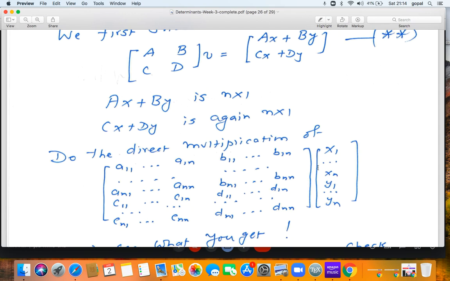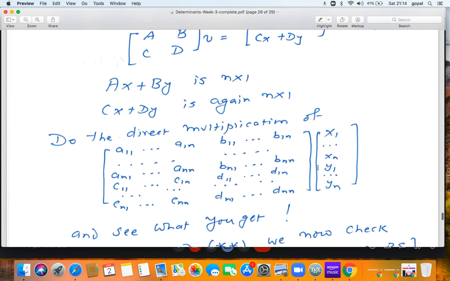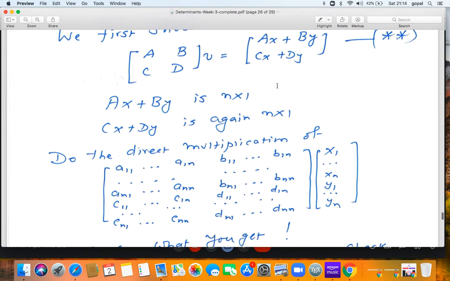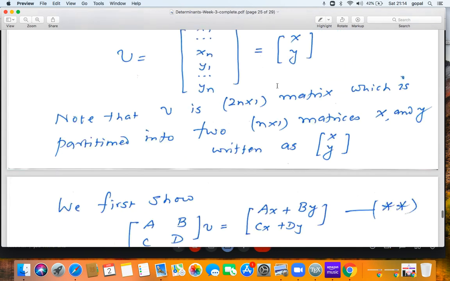Very first lecture. How did you do the matrix multiplication? Do that and see what you get. You're going to get exactly this double star. So this equation double star has been verified. Now we want to check this condition.